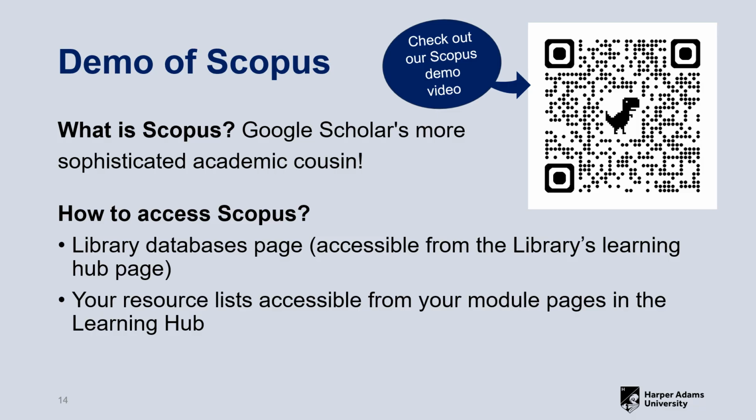Let's talk about Scopus. It's like Google Scholar's more sophisticated cousin, with global coverage, quality control, citation tracking, and powerful filters. You'll use these tools to search for scholarly literature more effectively than in basic search engines. Pause the video here and check out the Scopus demo video. You can either scan the QR code or navigate to the databases page and access from there. And when you're ready, come back and complete activity 3.